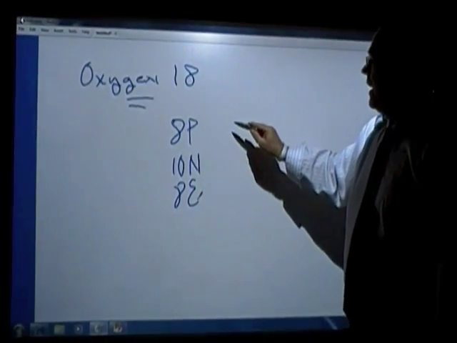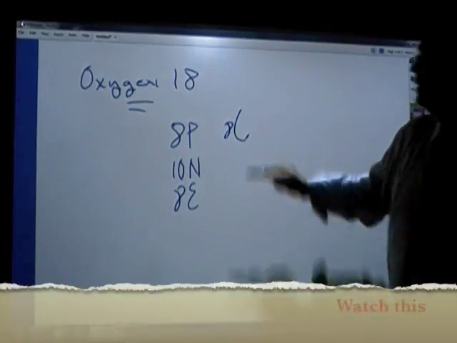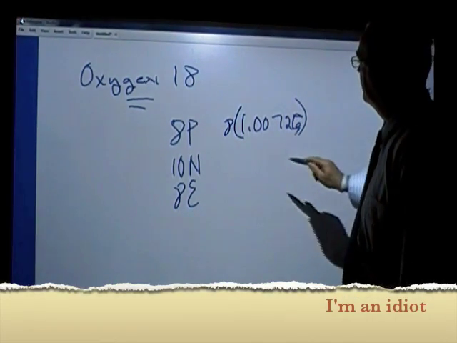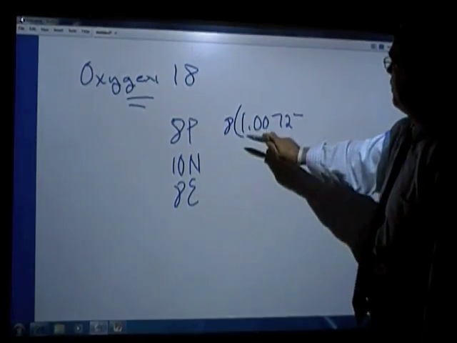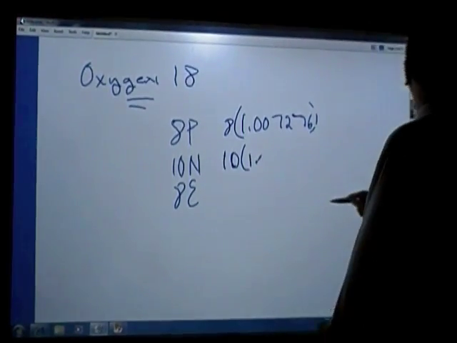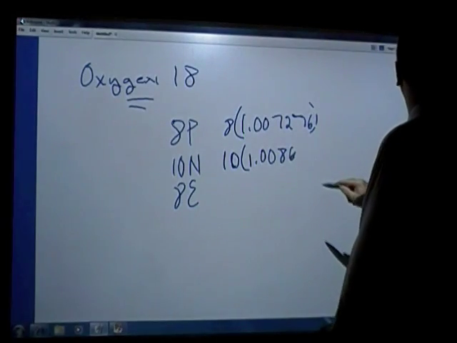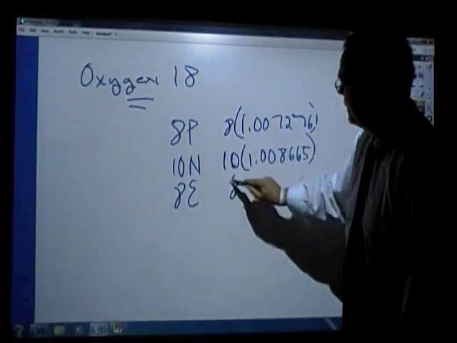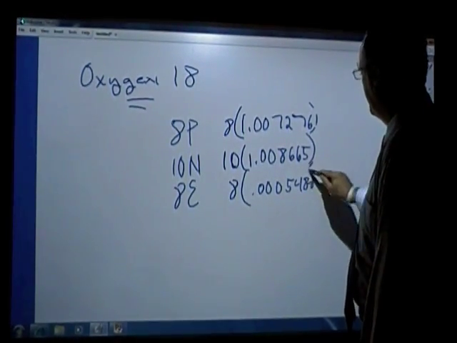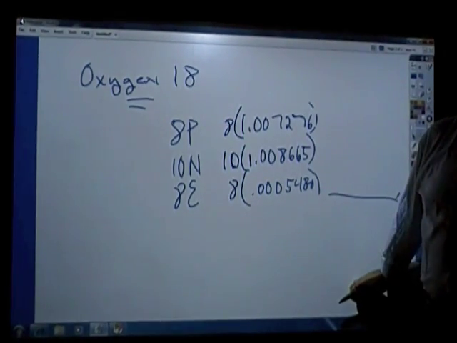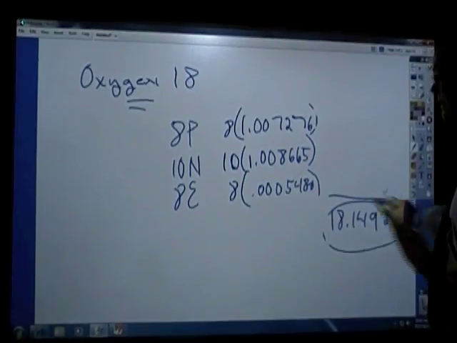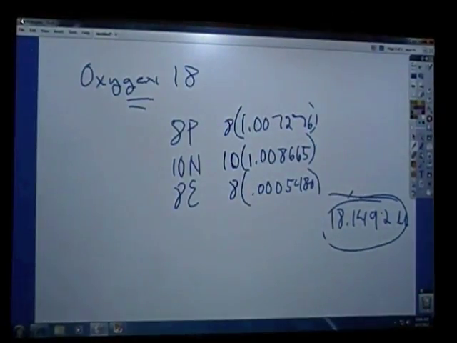Look at those numbers. So somebody crunch the numbers. We've got 8 times 1.0072765 for the protons, and 10 times 1.0086649 for the neutrons, and the electron is 0.00054858. Carry it out and get me a grand total, somebody. 18.149. Those are atomic units. 18.149 atomic units is the mass of the components.